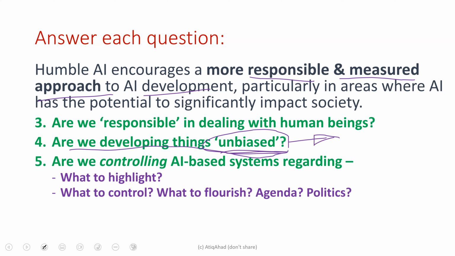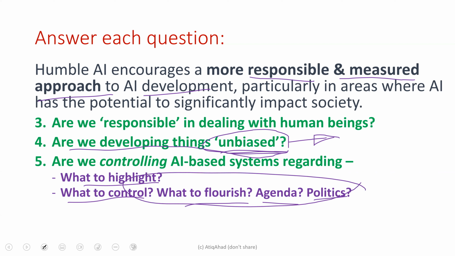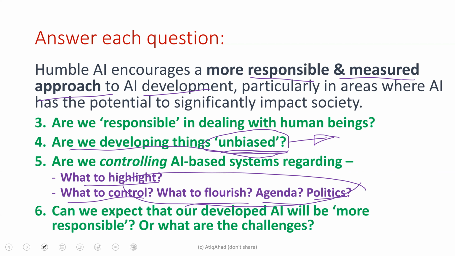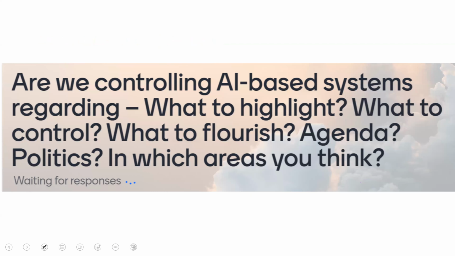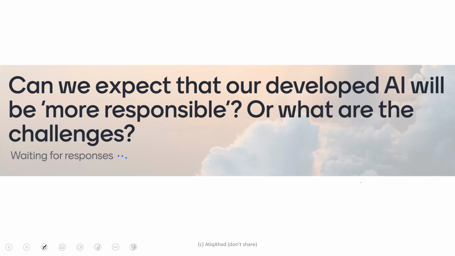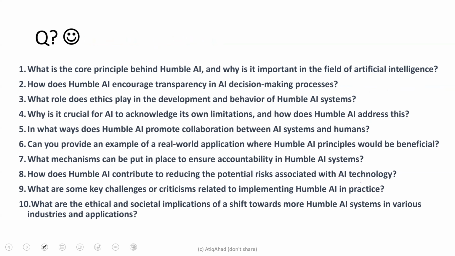Are we controlling AI-based systems regarding what to highlight, what to control, what to flourish, what the agenda and politics are? Can we control these kinds of things? These are important questions. And can we expect that our developed AI will be more responsible? What are the challenges? These are things we all need to find answers to. These are more or less the questions or issues that we need to think about.